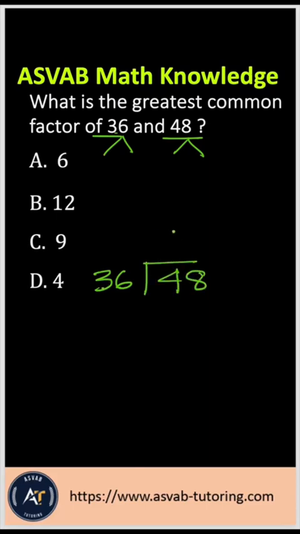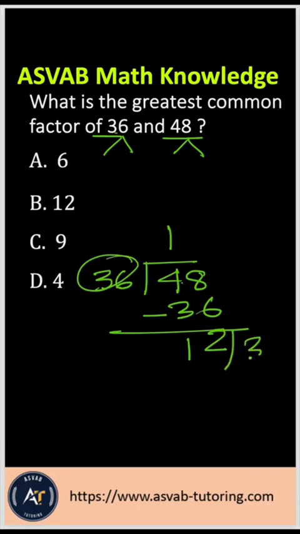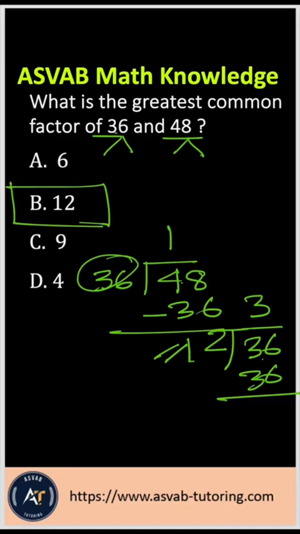36 goes into 48 one time, which is 36. Subtract: 8 minus 6 is 2, 4 minus 3 is 1. Now you have to divide 36 by this remainder, 12. 12 goes into 36 how many times? 3 times, since 3 times 12 is 36. So there is no remainder. That is the greatest common factor, 12. That means you could divide 36 by 12 and 48 by 12 without any remainder. So the correct answer is option B.